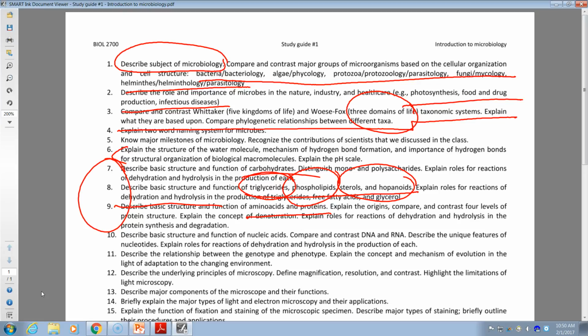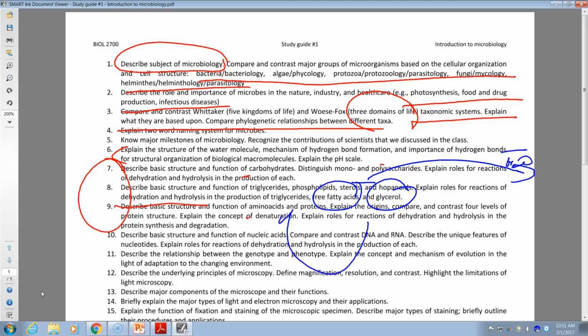So when you take free fatty acids and glycerol and take water away, you get triglycerides, right? When you take triglycerides and add water, you break it in pieces into free fatty acids and glycerol. Cool? Terrific.